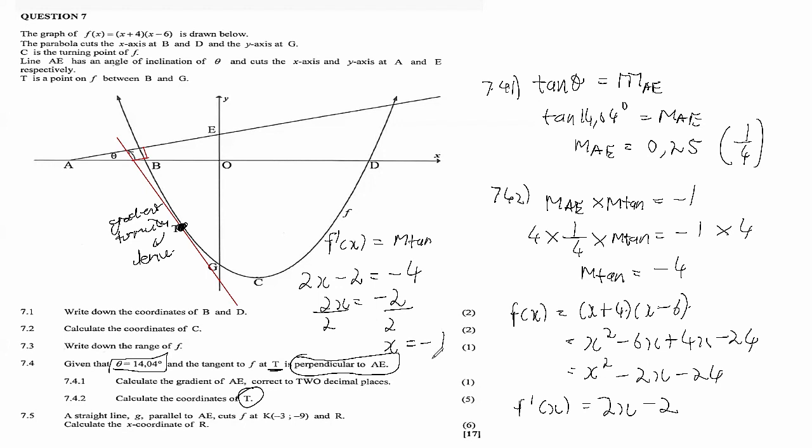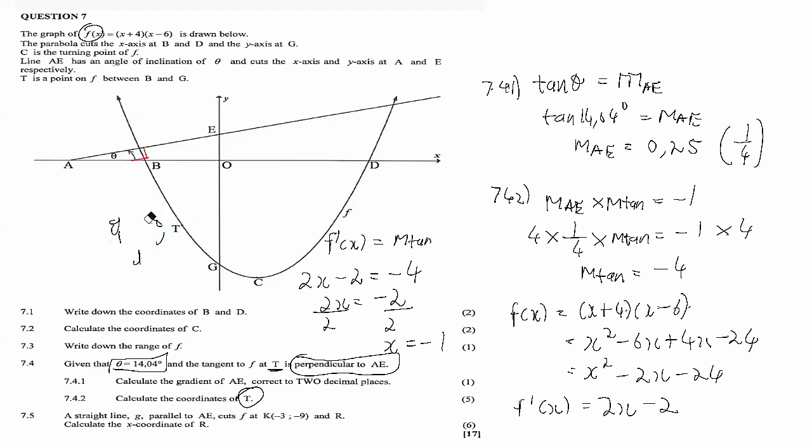But remember, we are looking for the coordinate of T, not only the x coordinate. So now we have to take this x coordinate, and then where do we substitute it? Not into the gradient formula, but we substitute it back into the original equation, because note, this is the point of contact. So that point T exists both in the tangent and in the curve. We do not have the equation of the tangent, remember? So that means we can only find the y coordinate by substituting back into the equation of the curve. So at this point, let's substitute back into that equation.